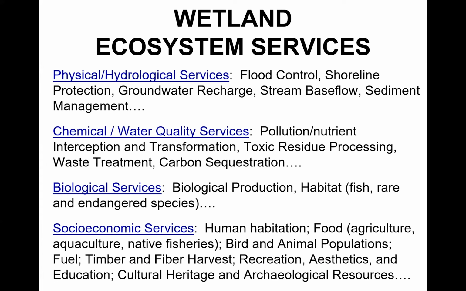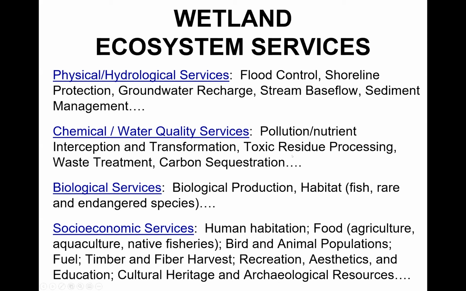So we can then translate those functions into ecosystem services. A great example of that would be physical hydrological services: flood control, shoreline protection. If you have shoreline property, that's an important aspect of wetland functioning. Groundwater recharge, which supports stream-based flow, which provides habitat for fish. Sediment management. All that stuff is good for humans. And so we can do the same for chemical water quality services and biological services.